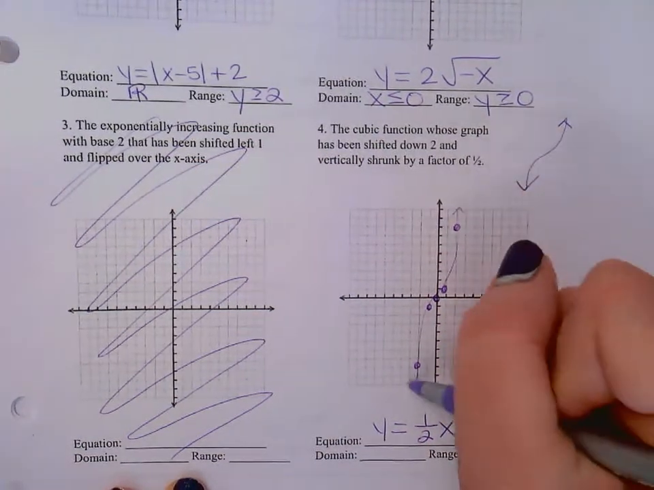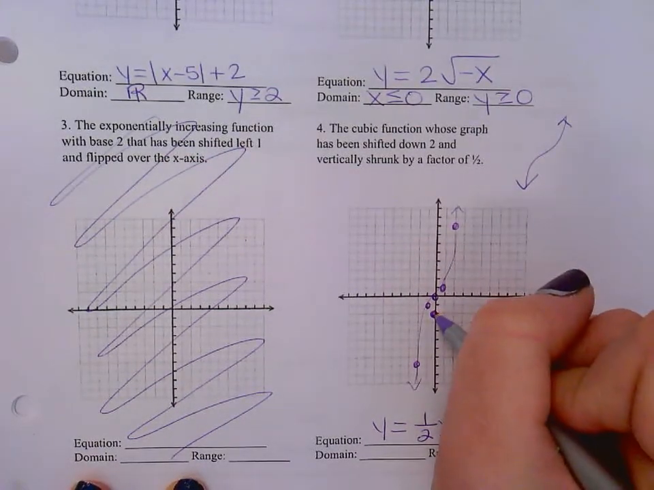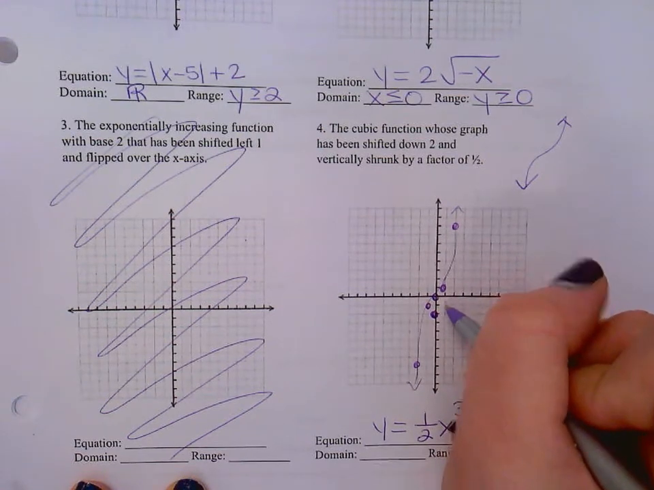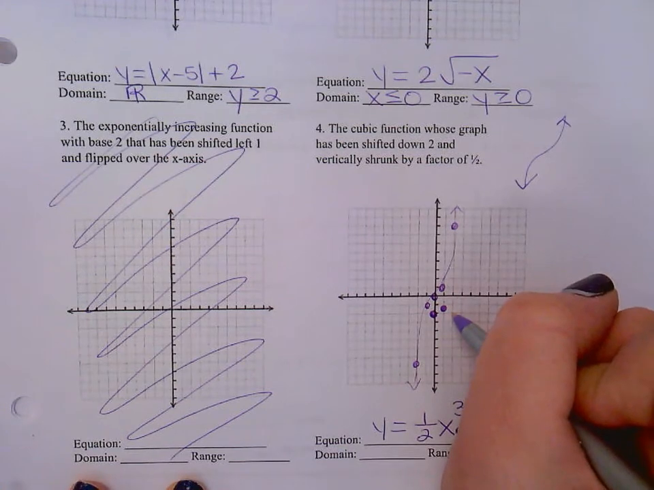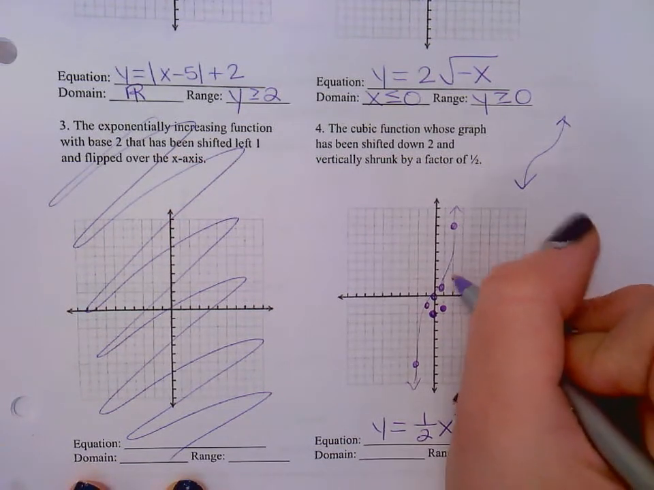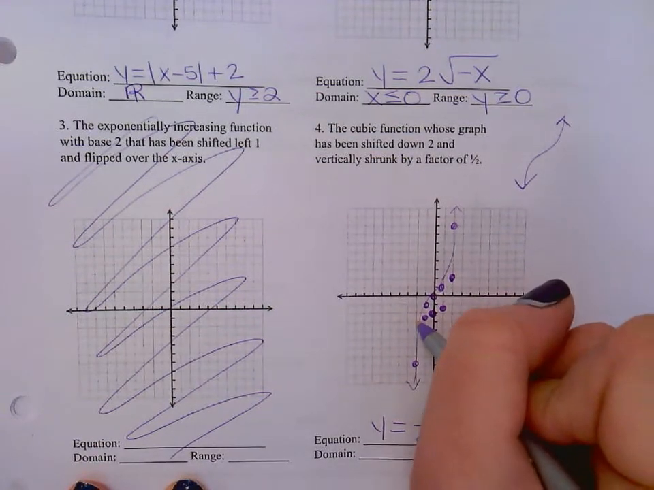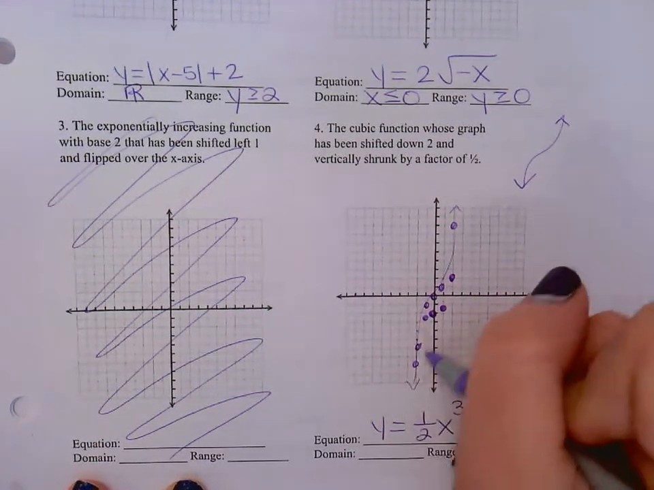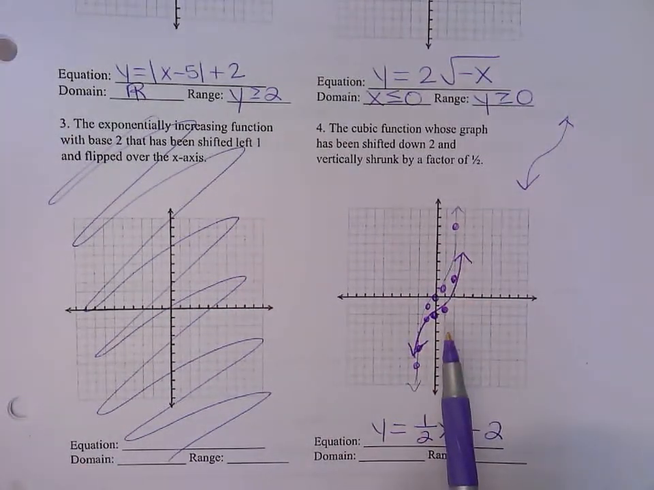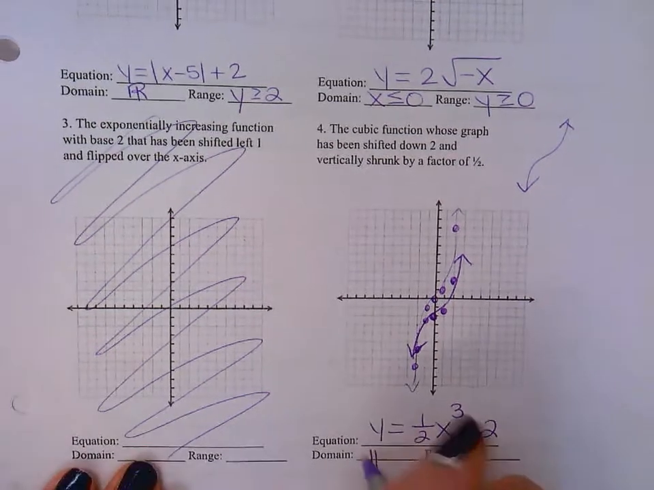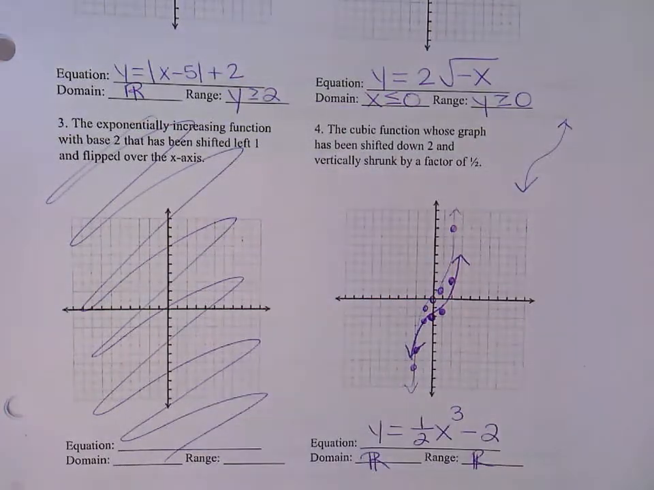So I'm going to shift all those points down 2, but instead of going over 1 up 1, I'm only going to go up 1/2. And instead of going over 2 up 8, I'm only going to go up 4. 1, 2, 3, 4. So they're shifted down 2 and shrunk. So domain and range are still all real numbers. So this is stretching side to side forever and up and down forever.